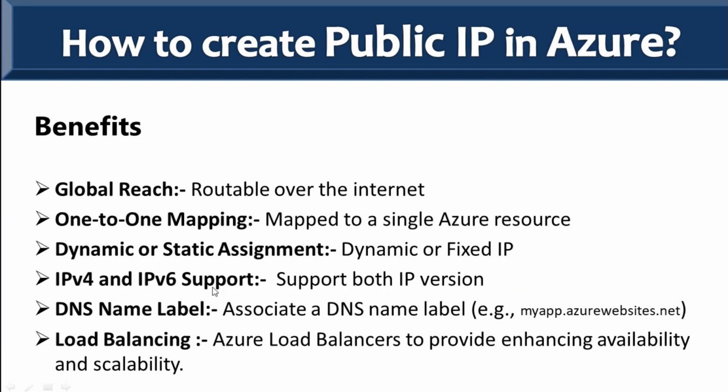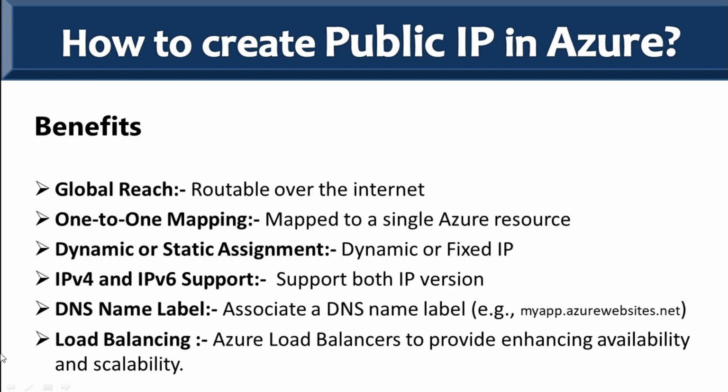IPv4 and IPv6. Azure supports both IPv4 and IPv6 public IP addresses. You can choose whichever you would like. DNS name label. You can associate a DNS name label with the public IP, creating a more user-friendly domain name like myapp.azurewebsite.net, which will resolve to the IP address.